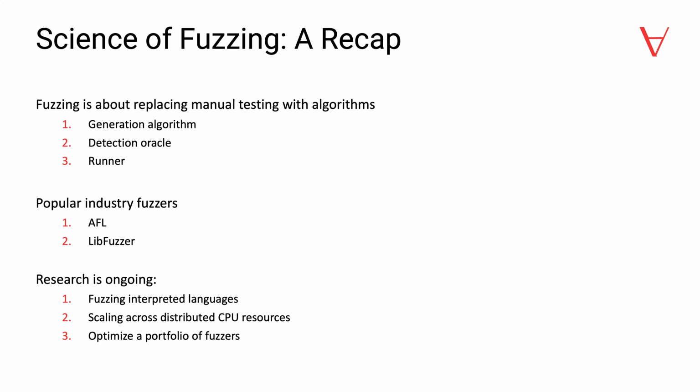So when you think about the science of fuzzing and fuzzing 101, fuzzing is about replacing manual testing with algorithms, with things like the generation algorithm, the detection oracle, and the runner, and doing things like corpus culling to help manage how to be effective at finding new inputs so that you can find new interesting behaviors and ultimately bugs. The popular industry fuzzers that people are using today are things like AFL and Libfuzzer, which are completely open source, or when you look at commercial solutions such as ours, we can handle things like binaries. But fuzzing research continues to be ongoing.